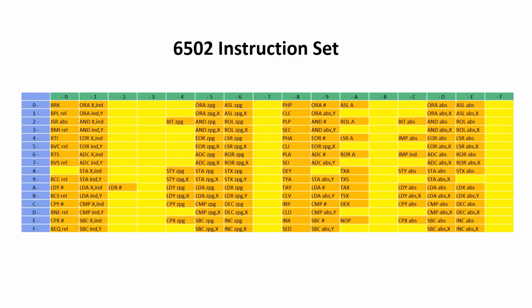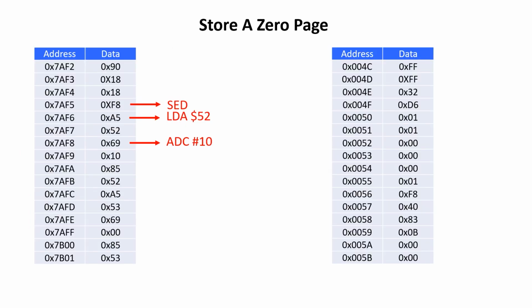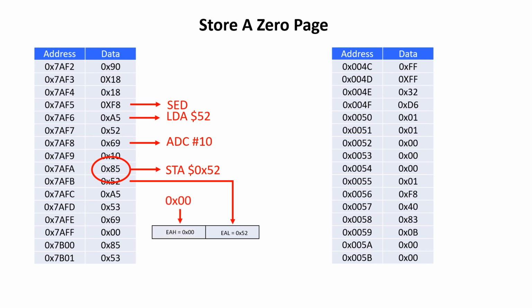STA 0 page is opcode 85, and to figure out how it works, let's look at this fragment of code. We assume that we've already executed the SED, LDA, and ADC instructions. After that, the program counter is at 7AFA, and we see the 85 opcode. At the next address is 52, and we store this in the EAL register. We move 0 into EAH, and then this register pair points to the location 0052 in main memory.